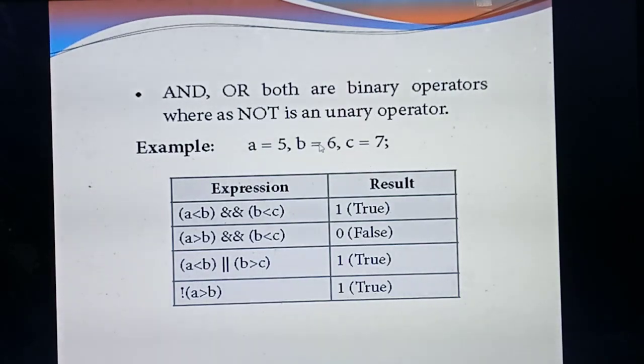Next, NOT of A greater than B. 5 greater than 6. Whether 5 is greater than 6? No, the answer is false. So what's the opposite of false? True. NOT means just invert, isn't it? So the answer you are getting is false, and just the opposite means you will get the answer true. So understand about this logical operator. So 3 kinds of operators you have studied. What are they? Arithmetic, relational and logical.